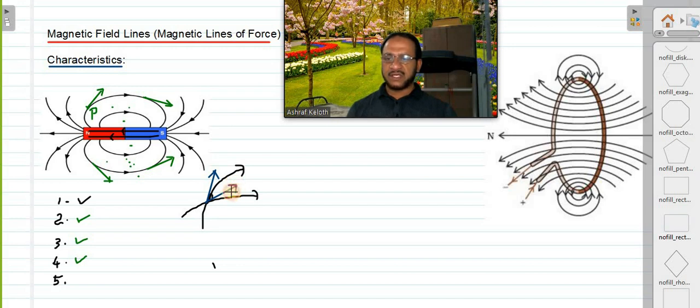2 tangents are possible. And already we stated that the tangent at a point will give the direction of magnetic field at that point. So 2 tangents at a point means 2 directions for magnetic field at a point. For a vector at a given point, more than one direction is impossible. A vector can have only one direction at one point.